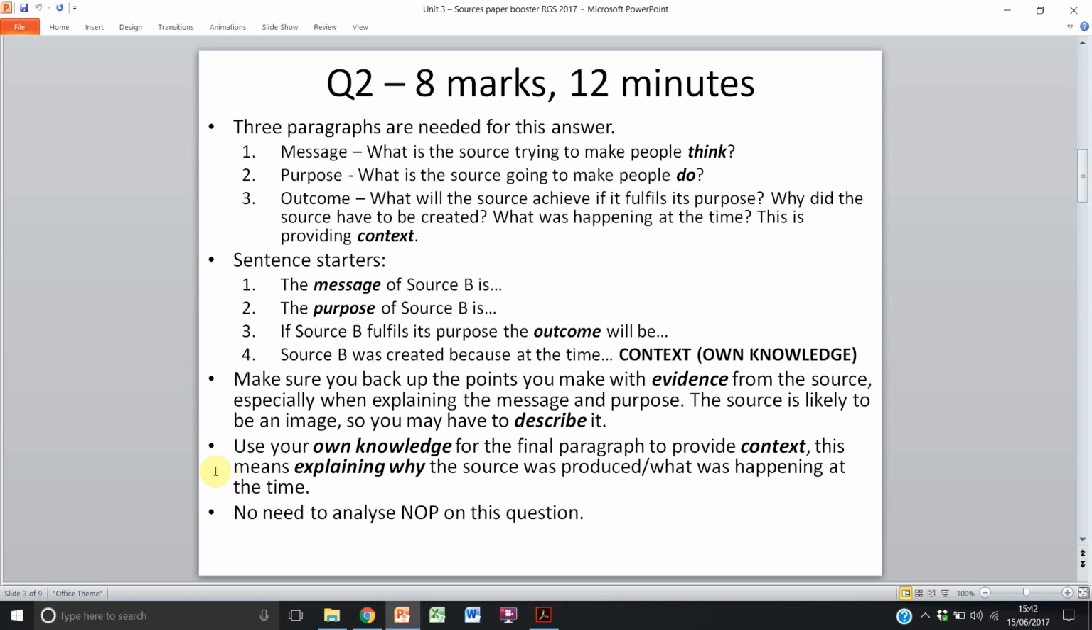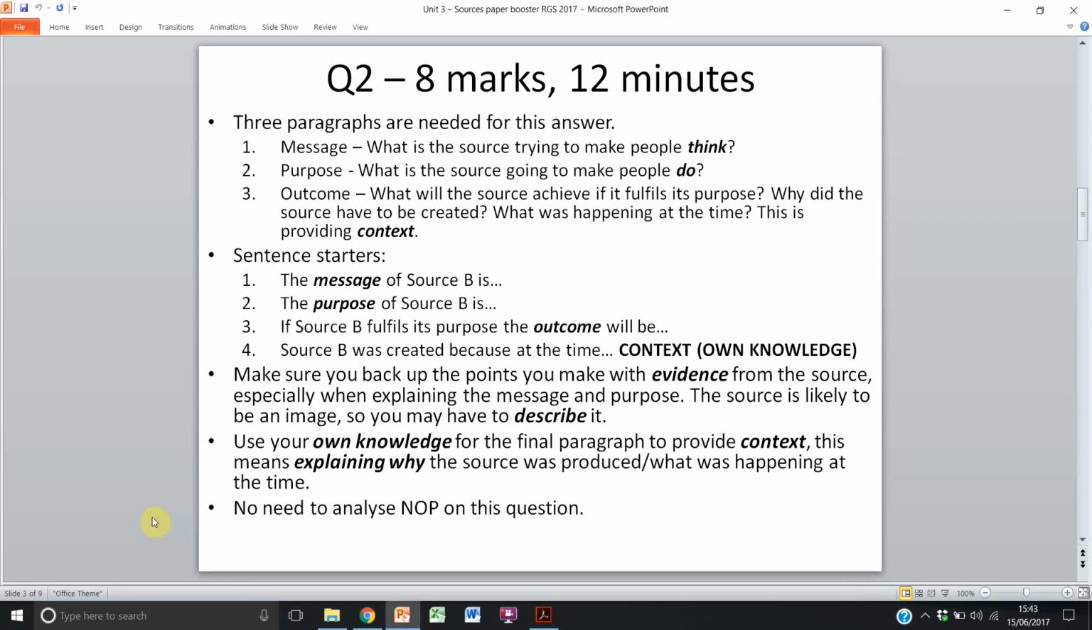Use your own knowledge for the final paragraph to provide context. What I mean by that is explain why the source had to be made in the first place. What was going on at the time to lead to source B having to be made? And there is no need to analyse nature, origin and purpose for question 2.